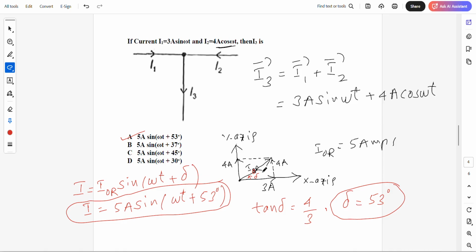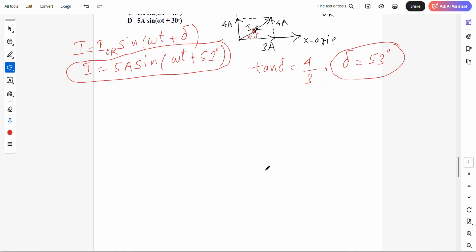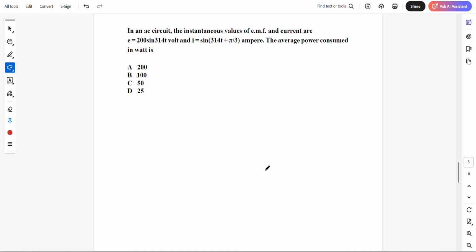I hope you understood this. Let us do the next sum. What is it saying? It is saying that in an AC circuit, the instantaneous values of EMF and current are given: E is given and I is given. The average power consumed, what is the formula for average power consumed? E into I.